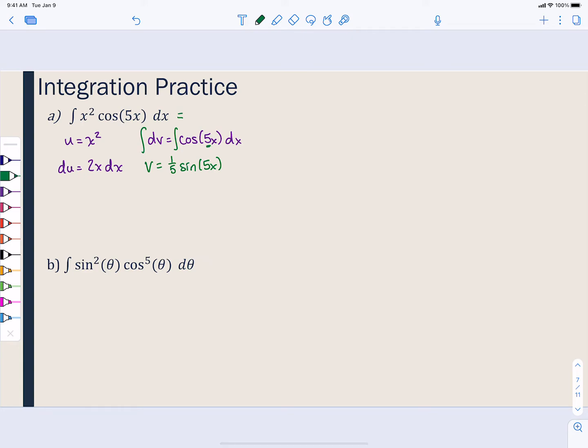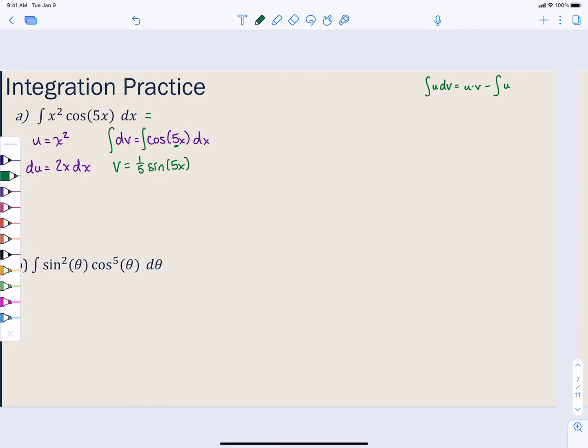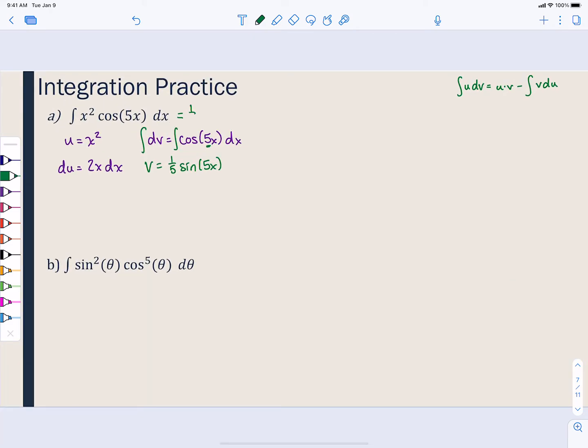And our integral is going to turn into, remember with integration by parts, the integral of u dv is equal to u times v minus the integral of v du. There we go. So it's going to be 1/5 x squared sine of 5x, again multiplying u times v, minus the integral of 1/5 sine of 5x, and then times our du, which is 2x dx. So we actually have to use integration by parts a second time on this integral.